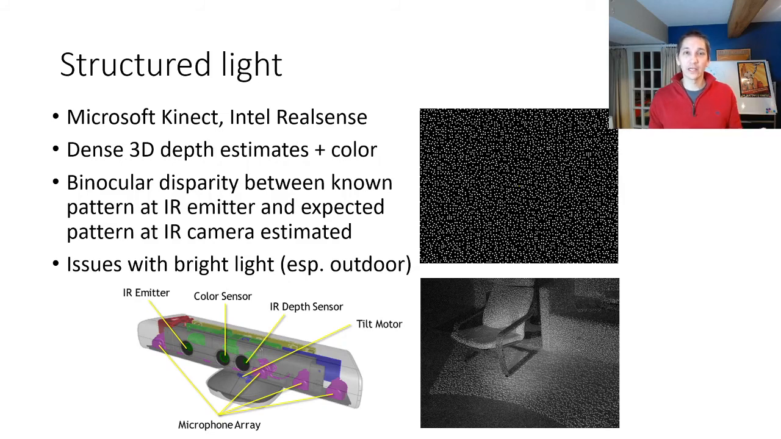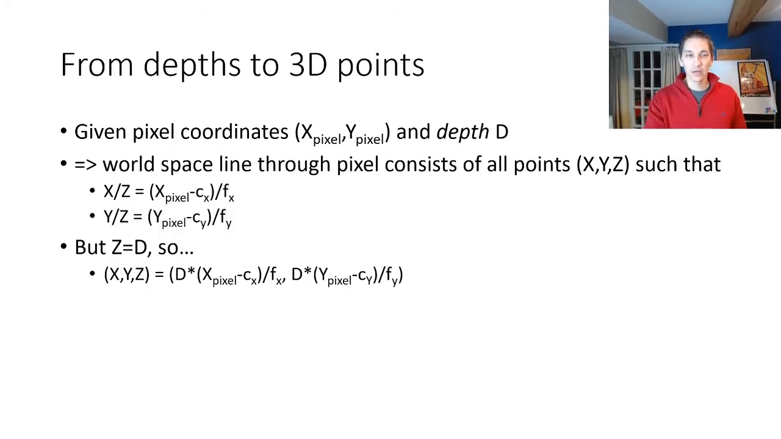Now, if there's bright light, then the readings that you get back are going to be dominated by the bright light rather than the pattern that's emitted by this IR emitter, and so you end up getting poor performance outdoors. Now, if you have a set of depths, depth here is not exactly the distance from the camera, but rather the distance in the forward direction only of the camera.